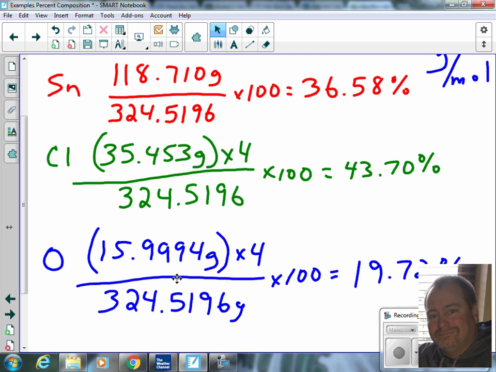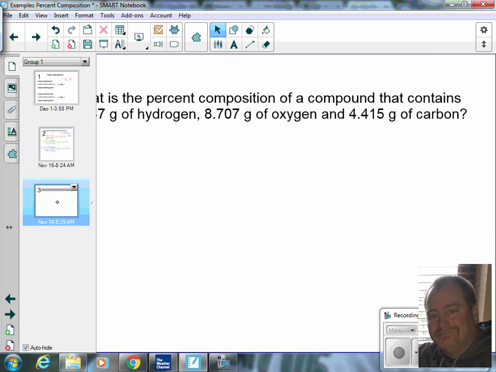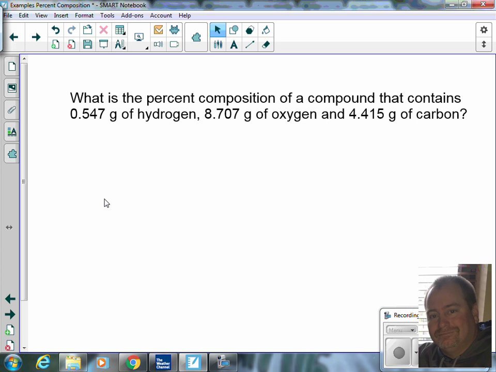Okay, now this one's a little bit more challenging. So I'll give you a second here, write down the example. The question states, what is the percent composition of a compound that contains 0.547 grams of hydrogen, 8.707 grams of oxygen, and 4.415 grams of carbon?